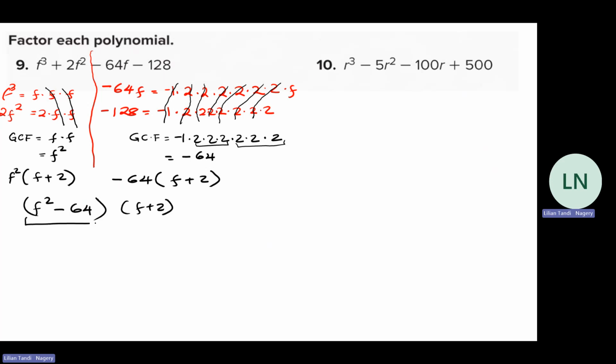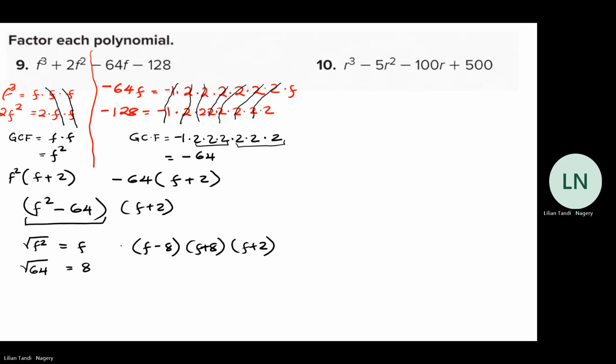Now, this has to be broken down. Square root of F squared, square root of 64. Now, this becomes F, and this becomes 8. So then, open two brackets: F minus 8, F plus 8, F plus 2. And then you break. This is your answer. Okay?